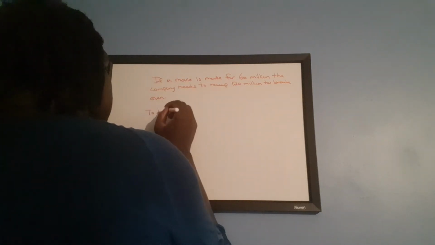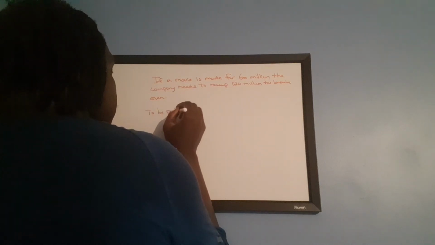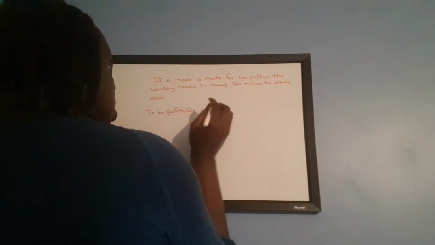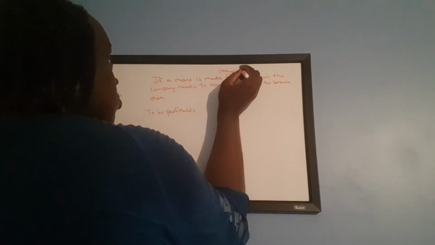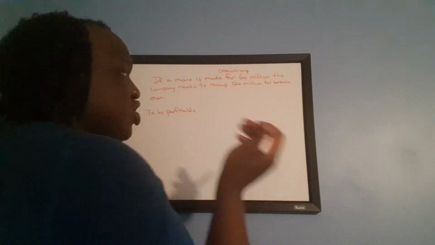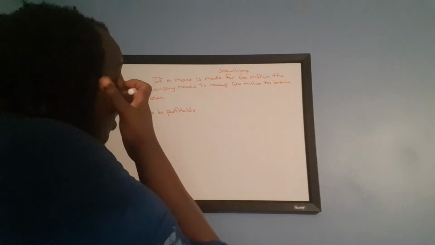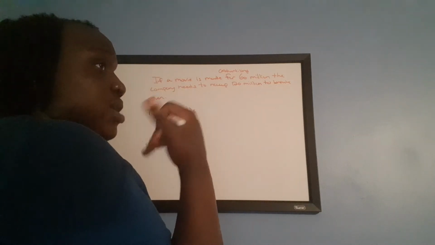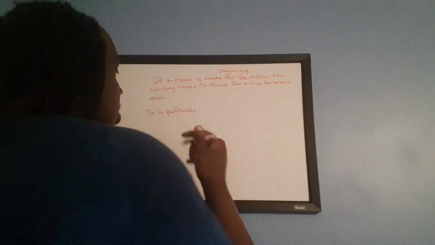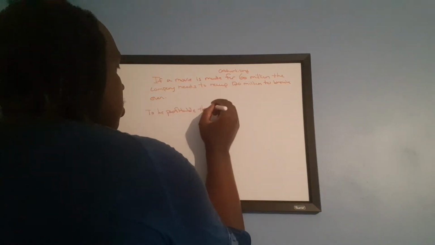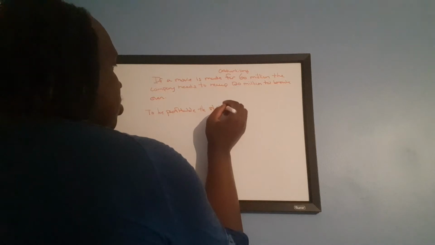To be profitable, right? Because you also have advertising costs. Don't forget that you have advertising costs. So let's say the company spends an additional 30 million on advertising costs. That's 90 million. So with 90 million, the studio has to recoup what? 180 to break even. So to be profitable, the studio has to do what? I'll say 250 million around.